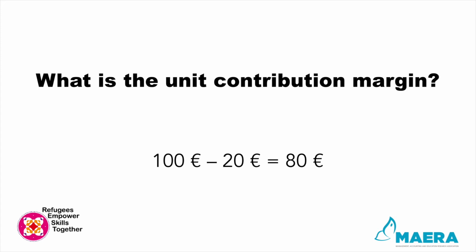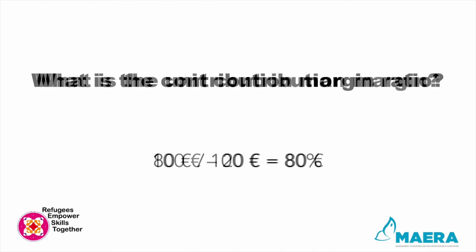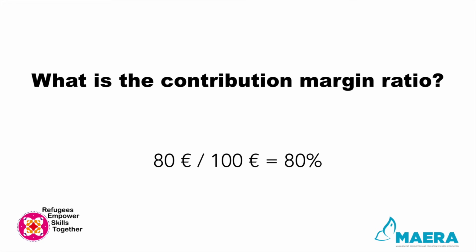The first one is, what is the unit contribution margin? The response is €80, calculated by the difference between the unit selling price and the unit variable cost. And about the contribution margin ratio? The response is 80%, and it is obtained by dividing the unit contribution margin by the unit selling price.